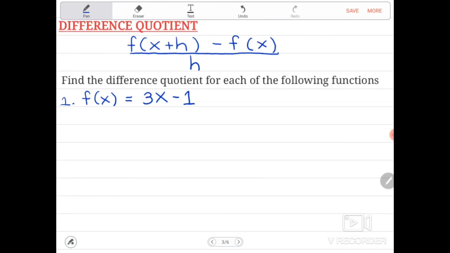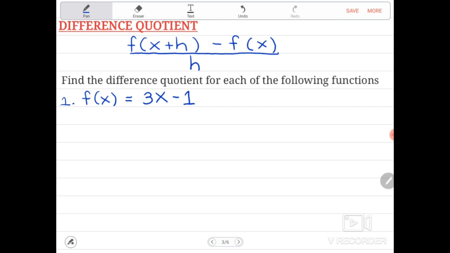This quantity is called the difference quotient. Specifically, the difference quotient is used in the discussion of the rate of change, a fundamental concept in calculus. So the difference quotient is f of x plus h minus f of x, all over h. Let us try to answer the following. Find the difference quotient for each of the following functions.